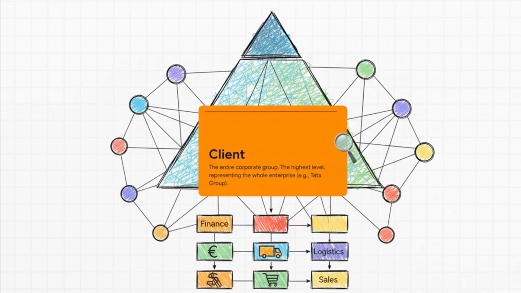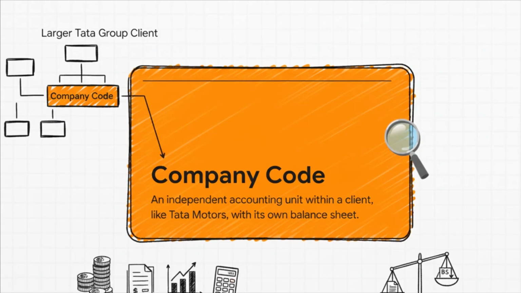It's the big container that holds everything. So for our example, the entire Tata group would be the client. Okay, so within that massive group, you have all these individual legal companies, right? That's where the company code comes into play. Each company code is its own independent accounting unit. Think of it as a separate business that needs to file its own taxes and create its own balance sheet. So Tata Motors, that's one company code inside the bigger Tata Group client.